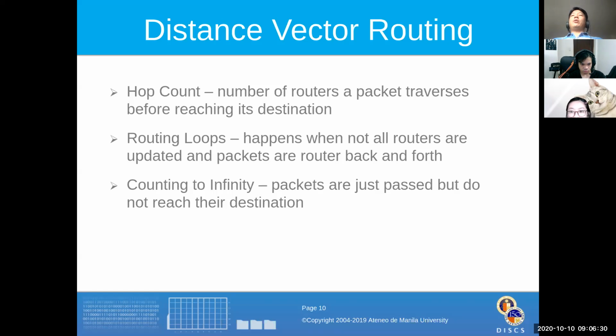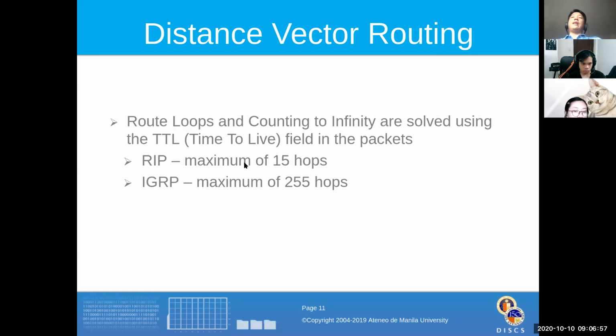So time to live is basically a setting that is put per packet. It's 30 by default. Every time it passes a router, that 30 is subtracted by 1. So it passes one router, naging 29, passes a second router, naging 28, until it gets to its destination. But if it never gets to its destination, it keeps on subtracting by 1 until it becomes 0 and the packet is dropped. So that is how we avoid counting to infinity, by setting something called a time to live.